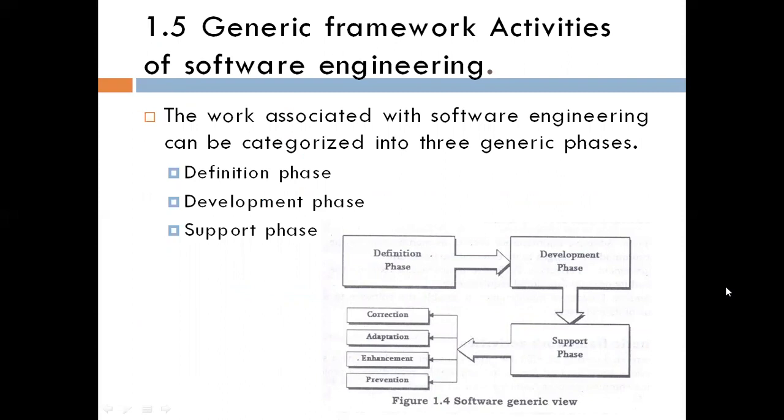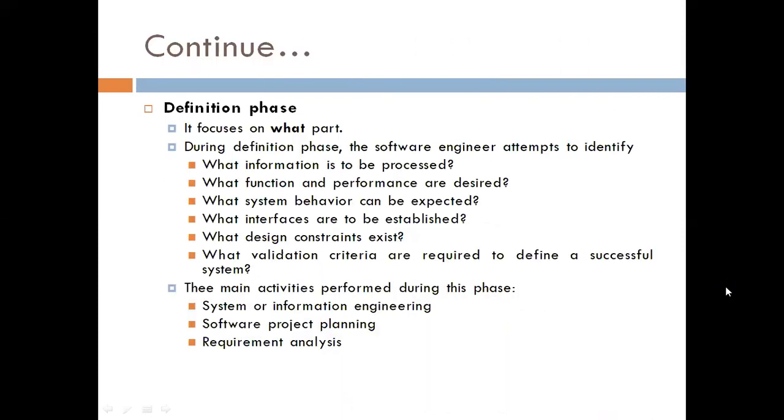So the work associated with software engineering can be categorized into three generic phases: definition phase, development phase, and support phase. Here a diagram is given, the software generic view in definition phase, development phase, and support phase. Now definition phase, it focuses on what part? What is very most important?